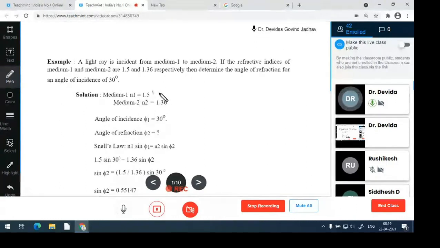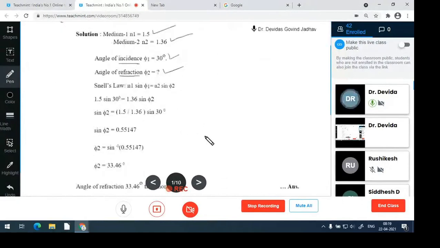Medium 1 refractive index, medium 2 refractive index: 1.5 and 1.36, N1 and N2. The angle of incidence is given, that is 30 degrees, and we have to find the angle of refraction, that is phi 2. So Snell's law says N1 sin phi 1 is equal to N2 sin phi 2. According to Snell's law, N1 is given, phi 1 is given, N2 is given. We have to find phi 2, that is the angle of refraction.